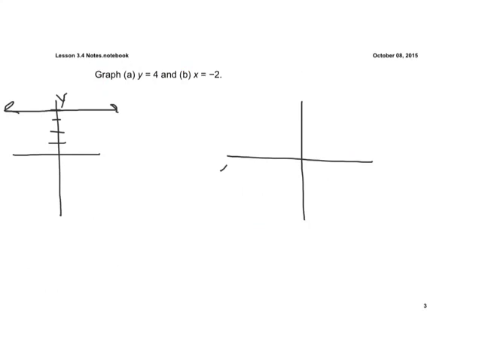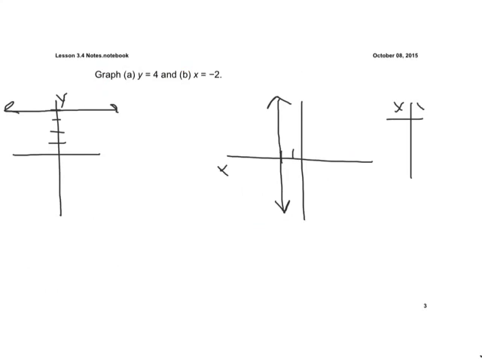Now for b, x equals -2. What this means is it crosses our x-axis. Remember, x is a horizontal axis, at -2. So we have -1, -2. This is a vertical line. It crosses at -2.